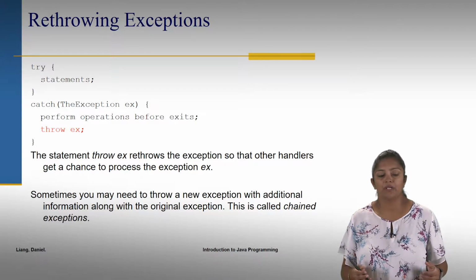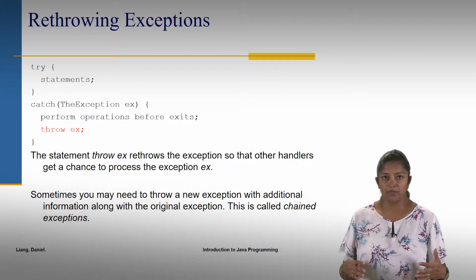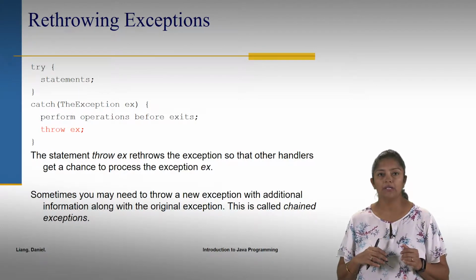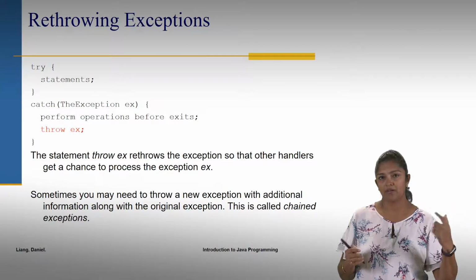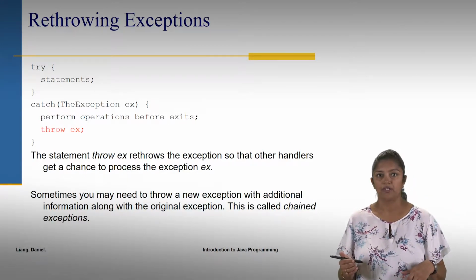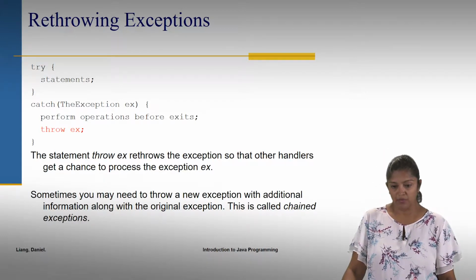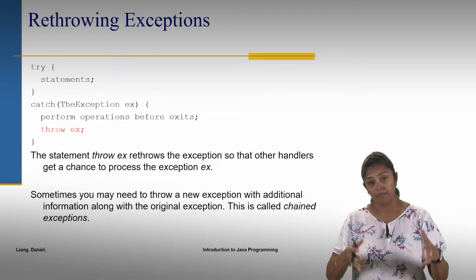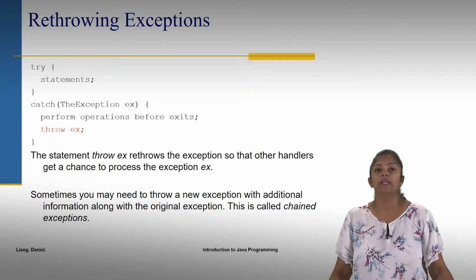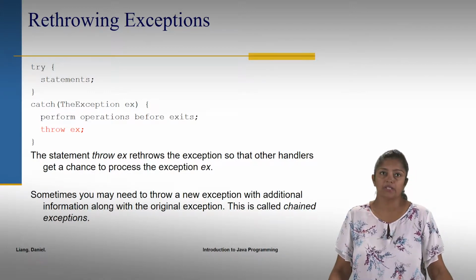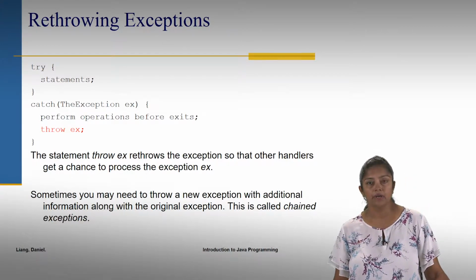There could be situations where a method is able to handle the exception, but its caller, its parent method, might have some more additional information about the exception that occurred. So there might be some use in handling it and then rethrowing it, so that the handlers in the caller method get a chance to process it and provide any additional information. That's what is called rethrowing exceptions.